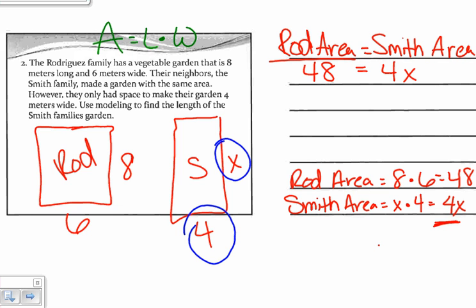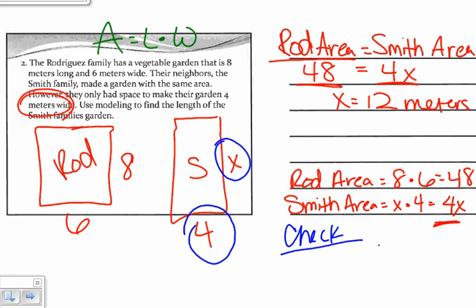Now we just need to solve for our variable. I need to know 4 times what is going to give me 48. In this case, my answer is going to be 12 meters. Again, meters, because that's what my story problem tells me. Then we're going to check it to make sure we're right.